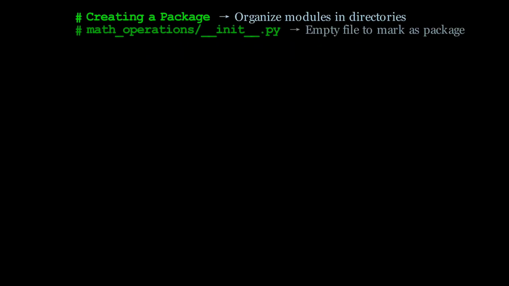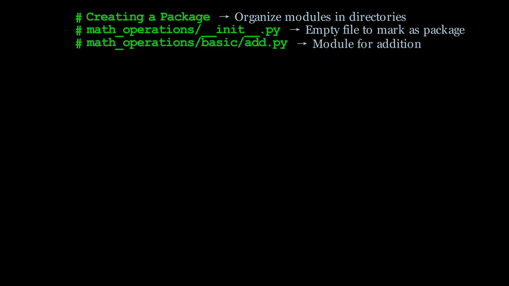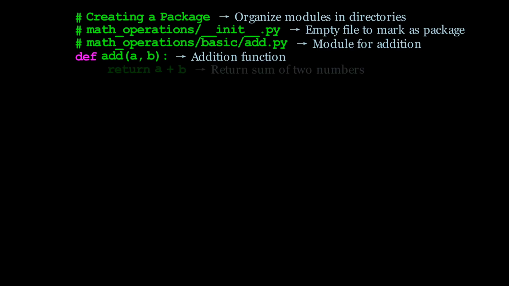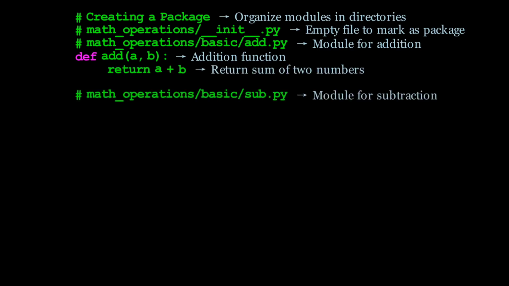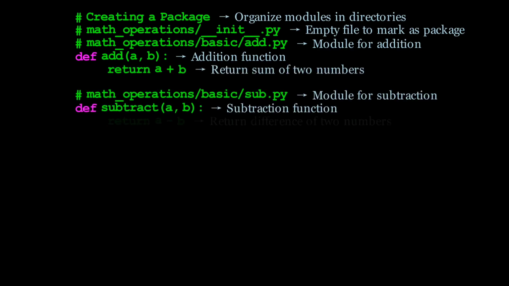First, we need a directory structure with an empty __init__.py file to mark it as a package. Next, we create a module for the addition operation in the basic subpackage. In this module, we define our addition function. The function simply returns the sum of two numbers. We create another module for the subtraction operation. So it returns the difference between two numbers.